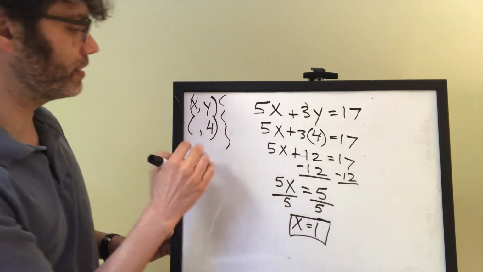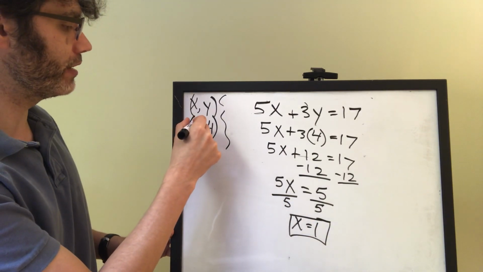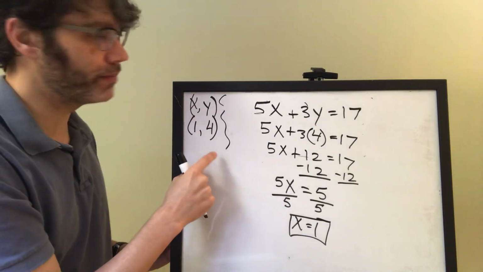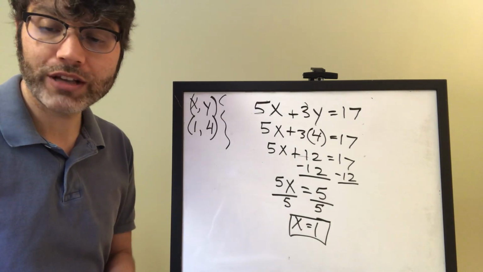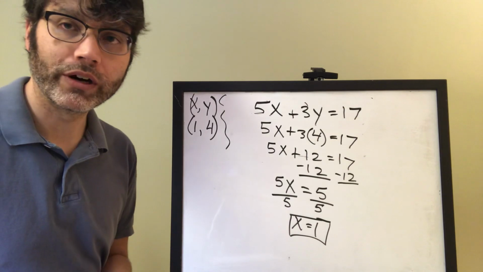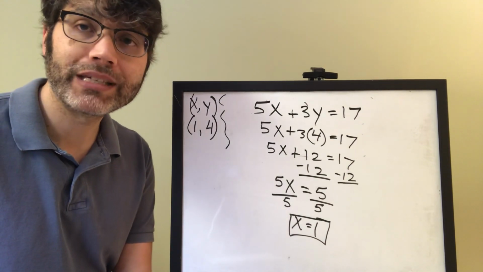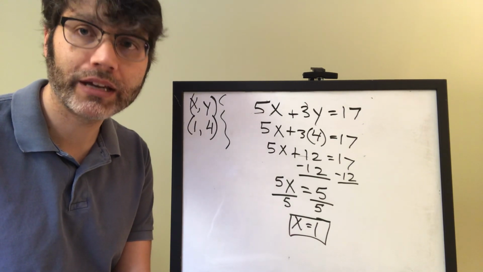Okay, so I know that now the solution is 1 comma 4, meaning that the two equations, when graphed together, would have crossed through the point 1 comma 4. It's a lot, but if you go step by step and are careful with your arithmetic, it'll work out.